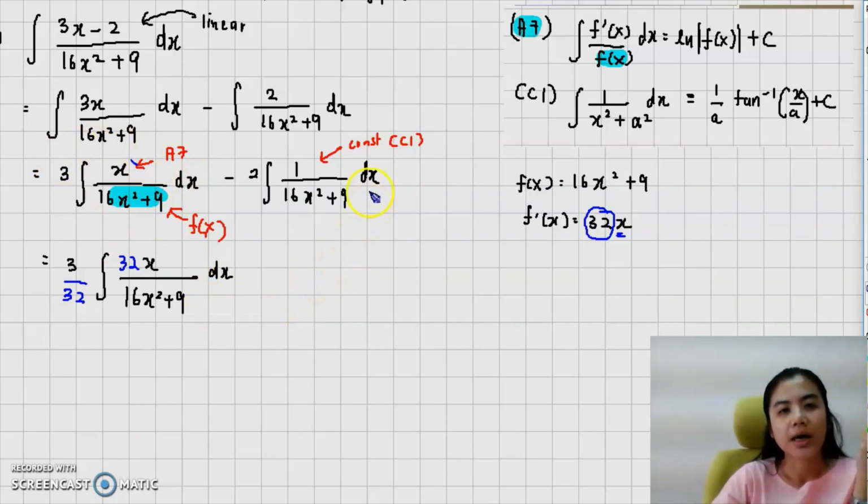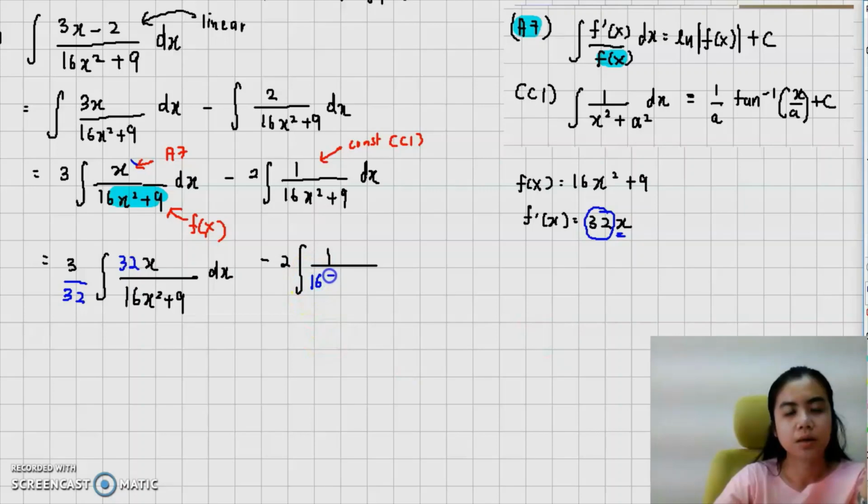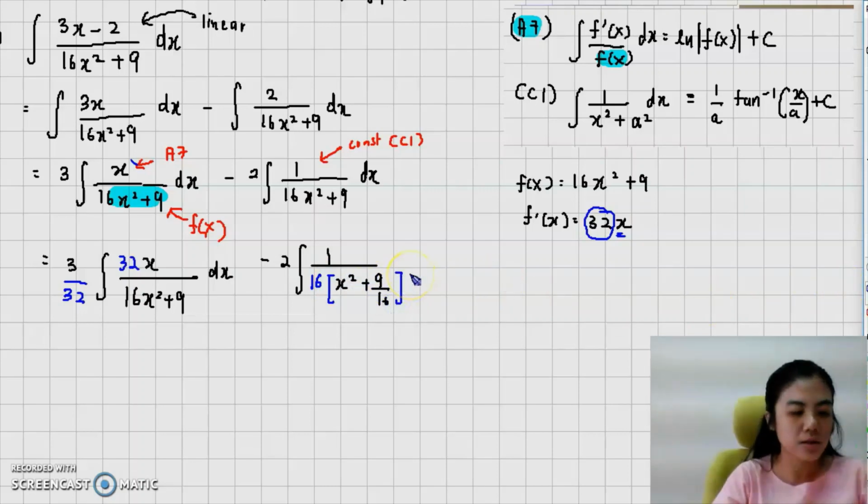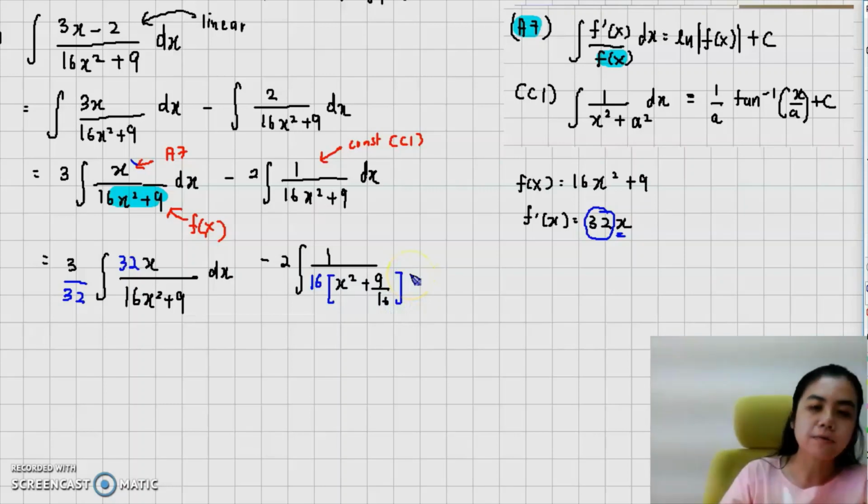How about the second part? The second part is the thing that we did just now, where you have to factor out the 16, so that you can use the formula of C1. So let's just factor out the 16. You are remaining with x squared plus 9 over 16, which is the exact thing that we did just now, that is in your example 7a.